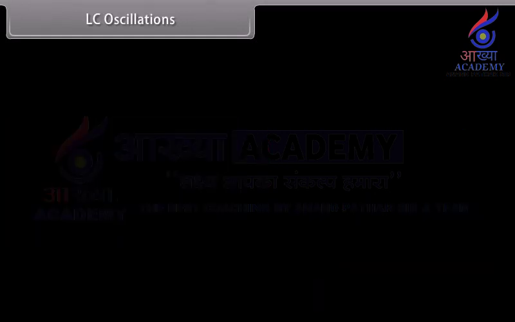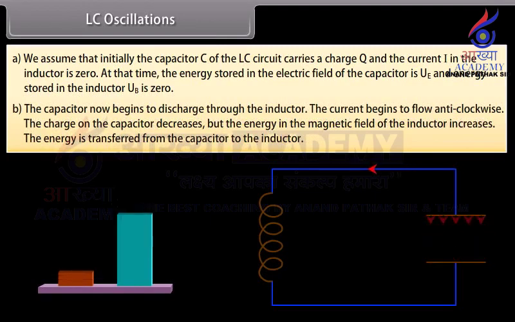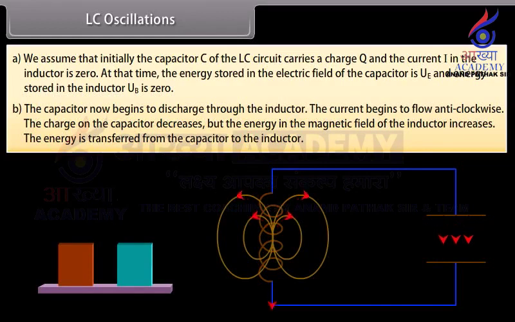LC oscillations. We assume that initially the capacitor C of the LC circuit carries a charge Q and the current I in the inductor is zero. At that time, the energy stored in the electric field of the capacitor is UE and the energy stored in the inductor UB is zero. The capacitor now begins to discharge through the inductor. The current begins to flow anti-clockwise. The charge on the capacitor decreases, but the energy in the magnetic field of the inductor increases. The energy is transferred from the capacitor to the inductor.